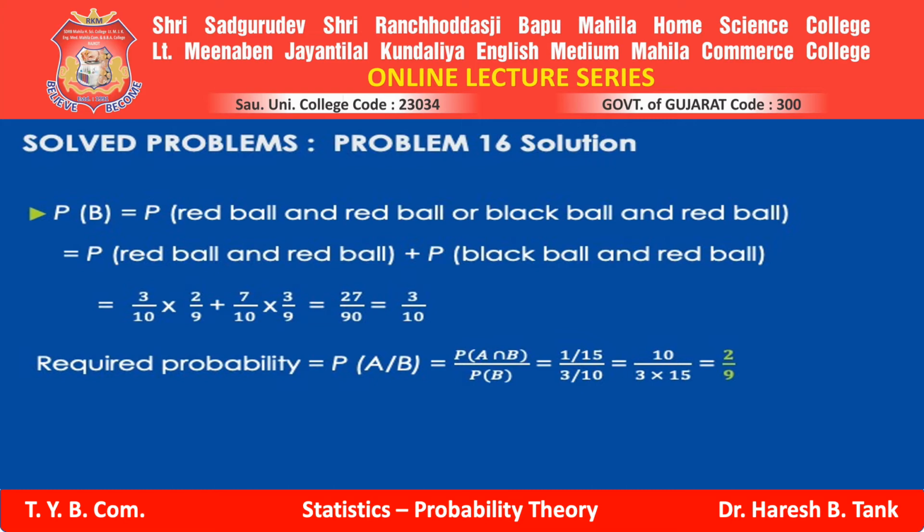Now the required probability is the probability of A given that B already occurred. That is nothing but the probability of A intersection B divided by the probability of B. Now both these probabilities are known to us. 1 upon 15 divided by 3 upon 10 comes to 10 upon 3 multiplied by 15. Further simplifying it, it comes to 2 by 9. And that is the required probability.